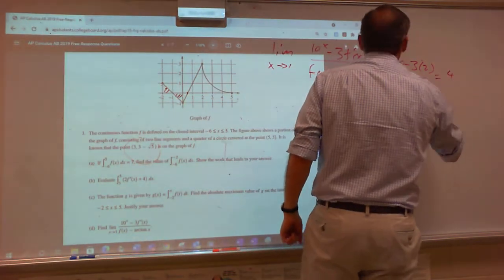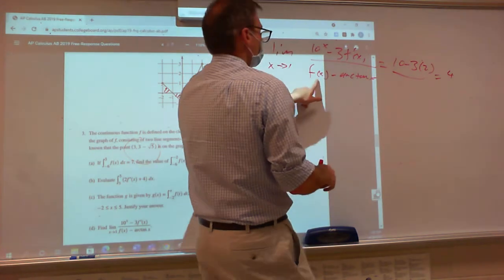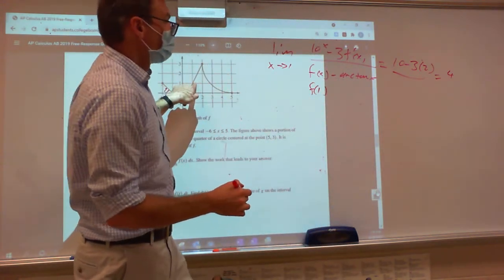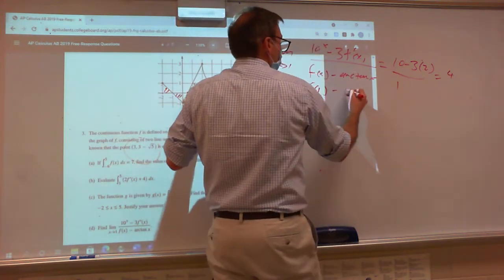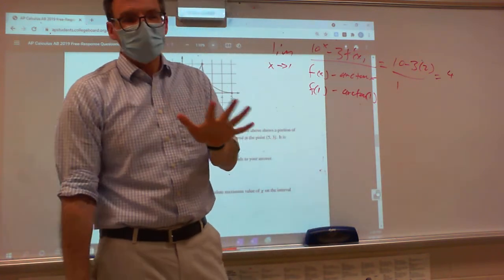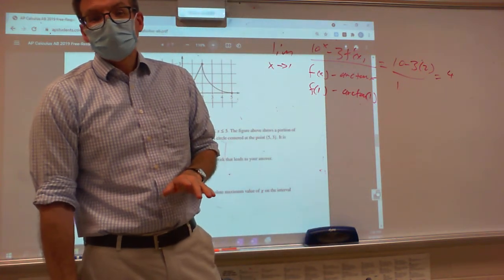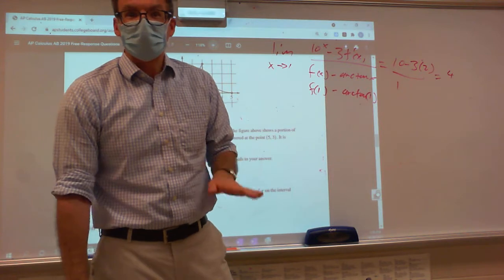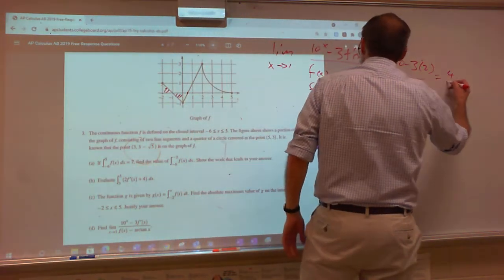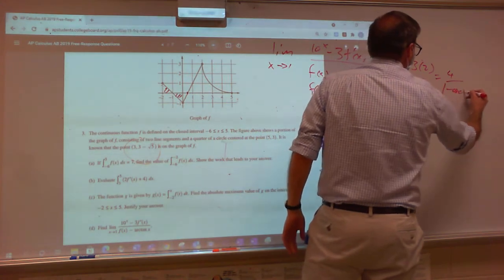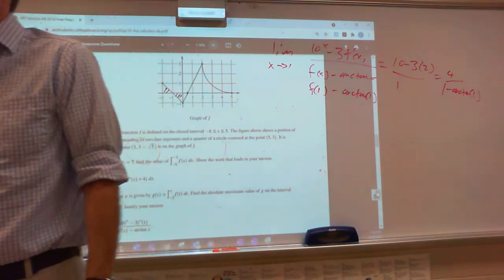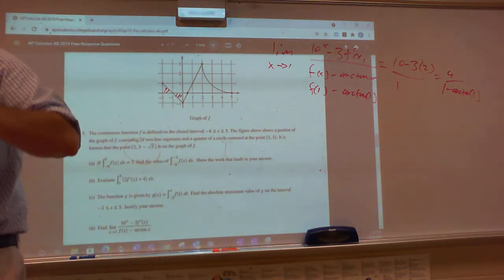So I'm going to end up with 4 over, and when I plug in f of 1, f of 1 is 1, minus arc tangent of 1. Here's the beauty of the way they currently grade. You didn't need to know what arctan of 1 was. This is a non-calculator question. You literally could have put down 4 over 1 minus arctangent 1, and you would have gotten full credit for this. Wow. And it's nice to know that that should be pi over 4.